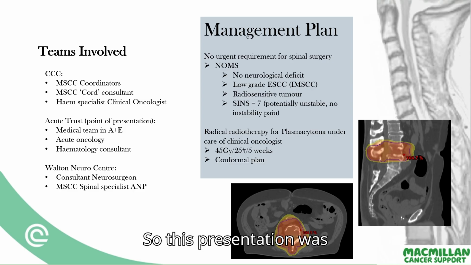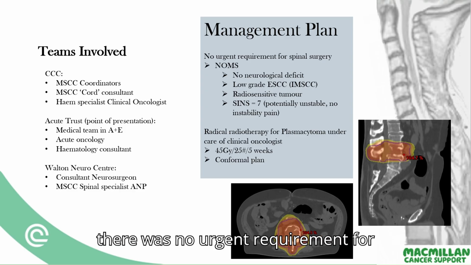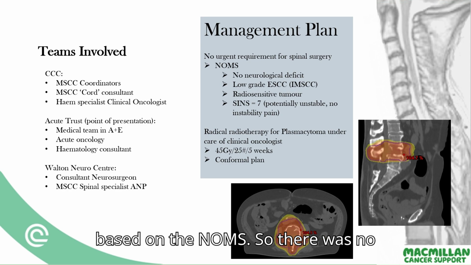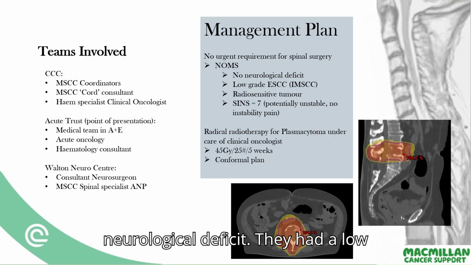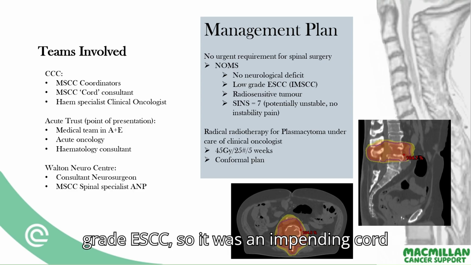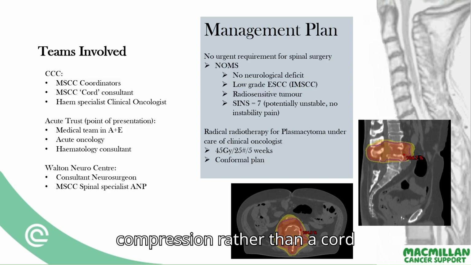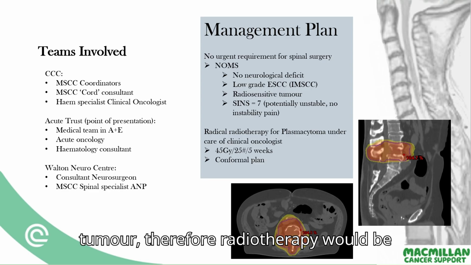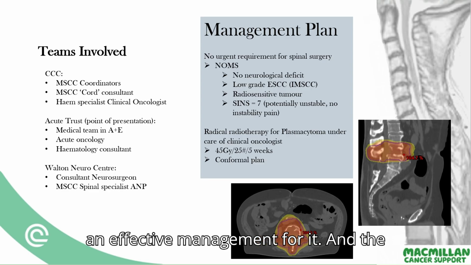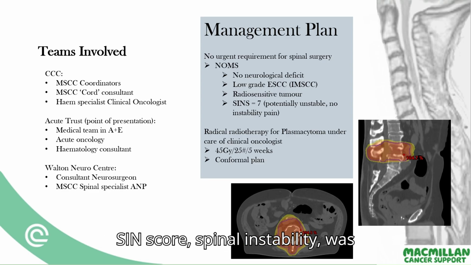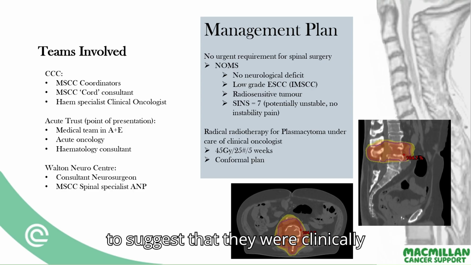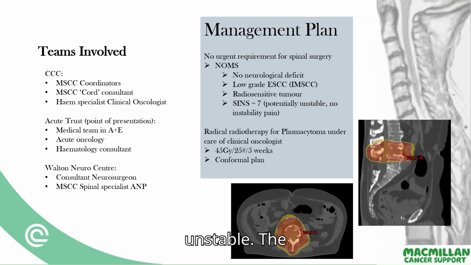So this presentation was likely plasmacytoma, and there was no urgent requirement for spinal surgery. So that was based on the NOMS, so there was no neurological deficit. They had a low-grade ESCC, so it was an impending cord compression rather than a cord compression. It was a radiosensitive tumour, therefore radiotherapy would be an effective management for it. And the SINS score, spinal instability, was 7, so that was potentially unstable, but the patient had no instability pain to suggest that they were clinically unstable.